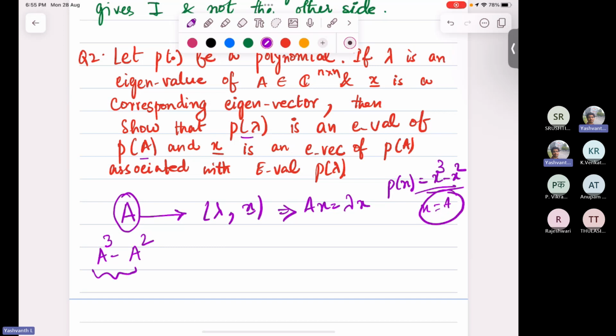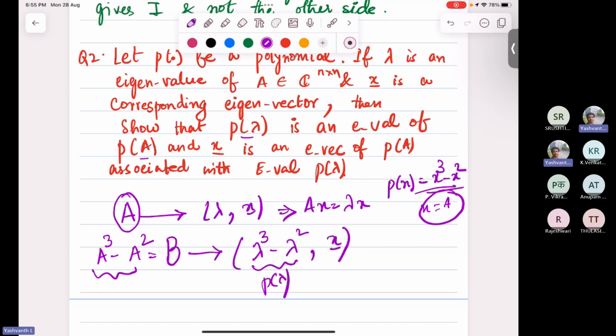If I compute a cube minus a square, this is a resultant matrix, let's say B, it's also a matrix. Then I'm asking you to show that for the matrix B, the eigenvalues are lambda cube minus lambda square, with the same x. This is what I'm asking you to show. That is, this is nothing but P of lambda, where lambda is the eigenvalue of A.